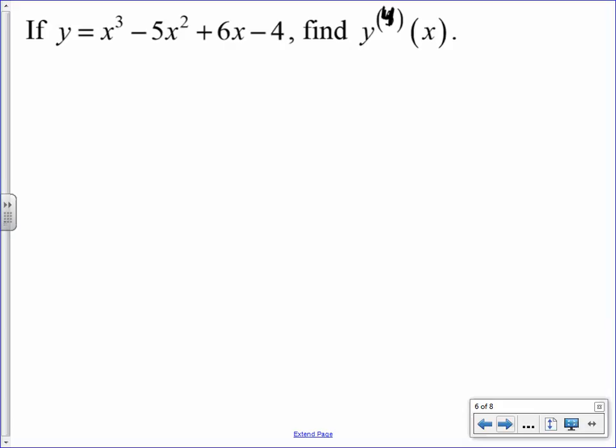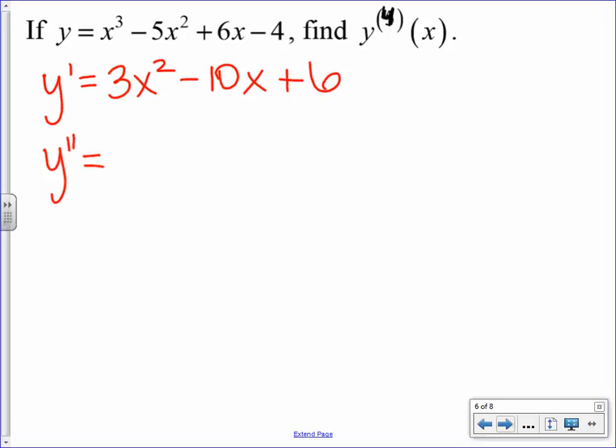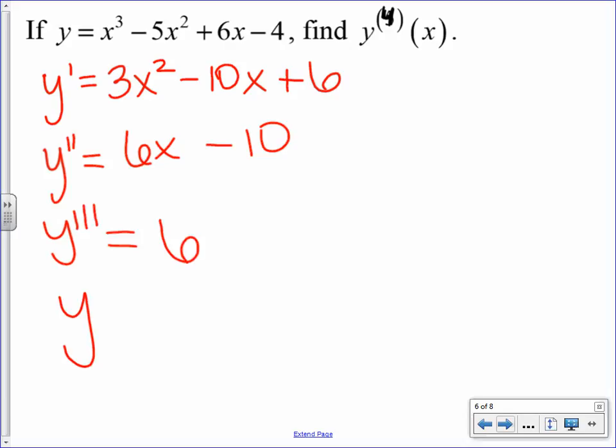I take the fourth derivative of this. Before we even do it, anybody want to say what the fourth derivative is going to be? 0. Oh, is it because of the power or something? So, y prime is what? 3x squared minus 10x plus 6. Second derivative. Third derivative. And fourth derivative.